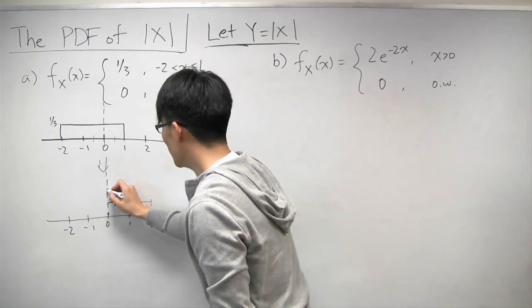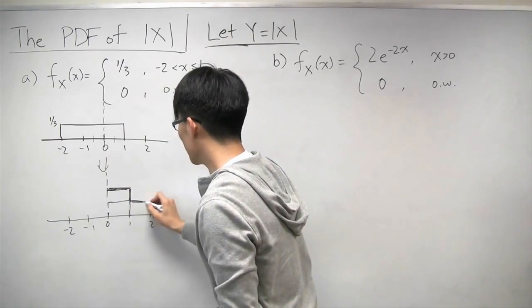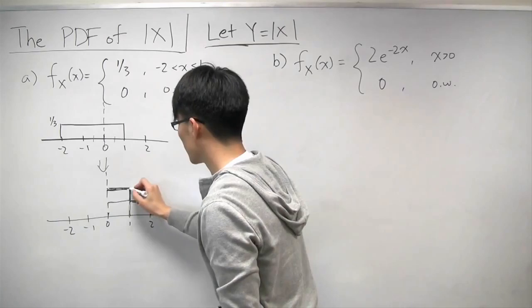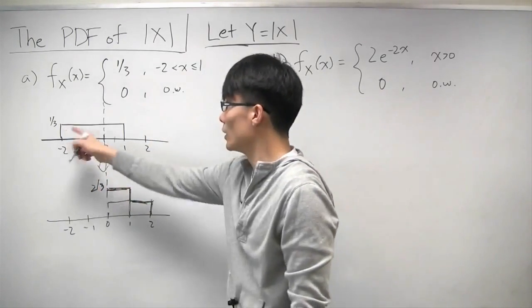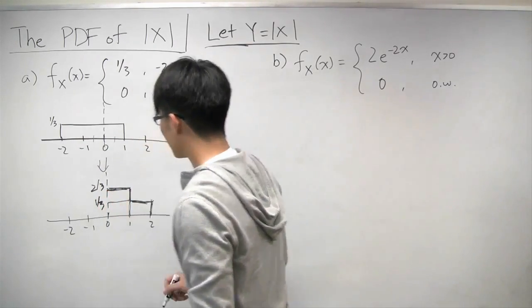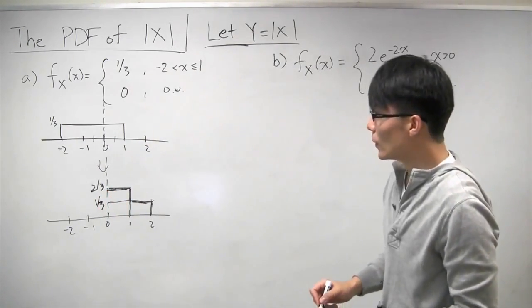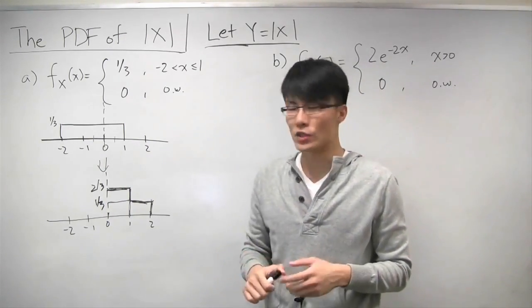And so the final PDF actually looks like this kind of staircase, where this is 2/3 now because it has two contributions of 1/3 each, and this is 1/3. All right, so that is the kind of graphical way of approaching this.